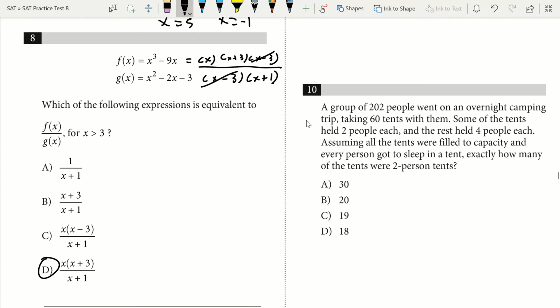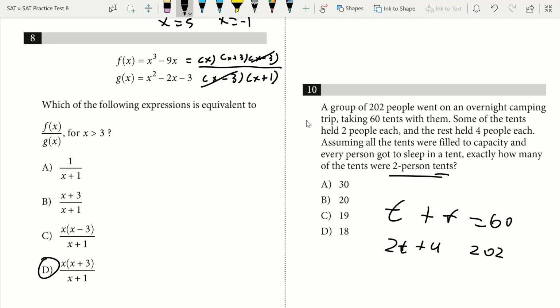Question 10. A group of 202 people went on an overnight camping trip, taking 60 tents with them. Some of the tents held 2 people each, and the rest held 4 people each. Assuming all the tents were filled to capacity and every person got to sleep in a tent, exactly how many were 2-person tents? All right, 2-person tents is going to be T, 4-person is going to be F. T plus F equals 60. I know 202 is my total, and I know I have 2T plus 4F for my number of people I can sleep in each. I can go ahead and solve by saying F is equal to 60 minus T.